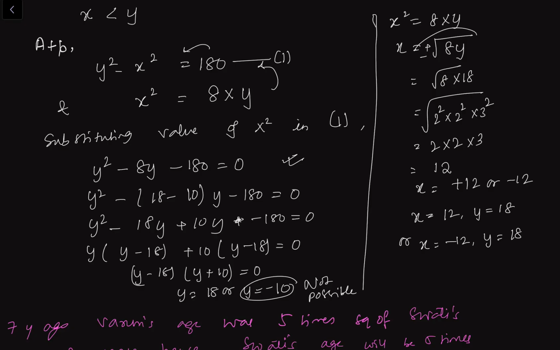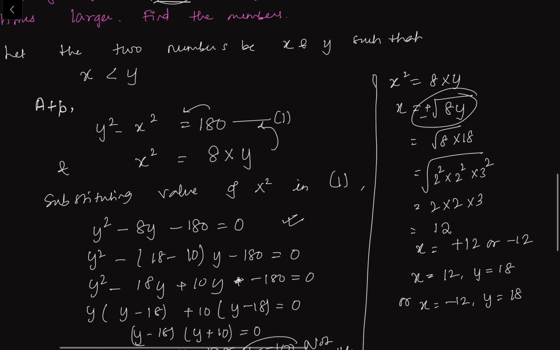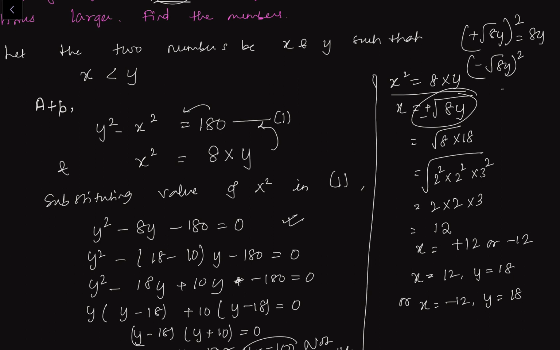Now why are we taking positive and negative square root? Because you see x squared is 8y. So if I take the positive square root, we get 8y. But if I take the negative square root, the negative squared becomes plus, minus into minus is positive, and still I get 8y. So it is important to consider the positive as well as the negative square root.